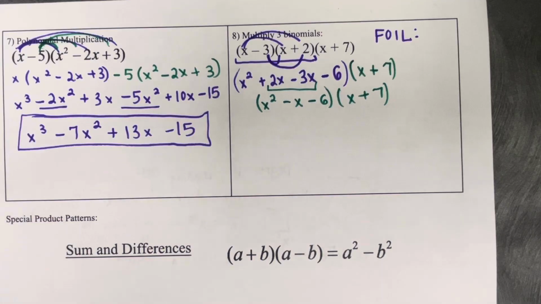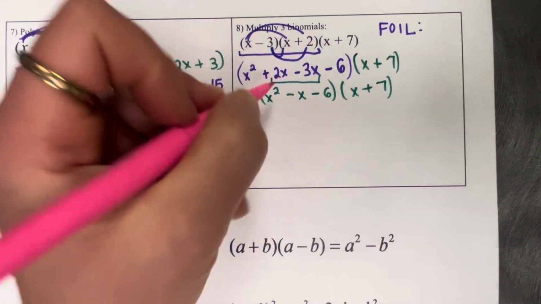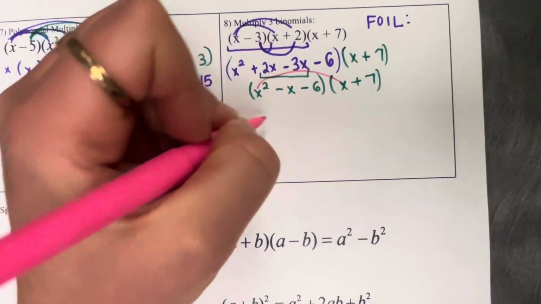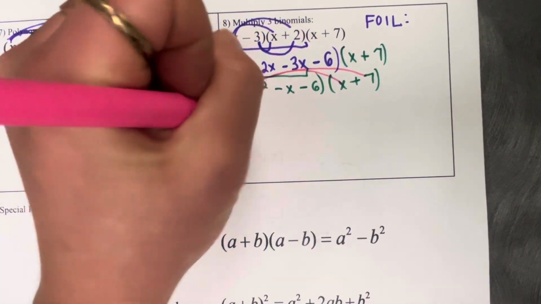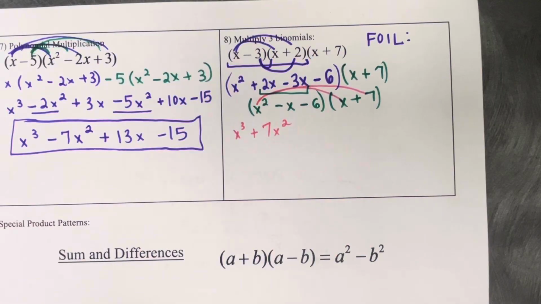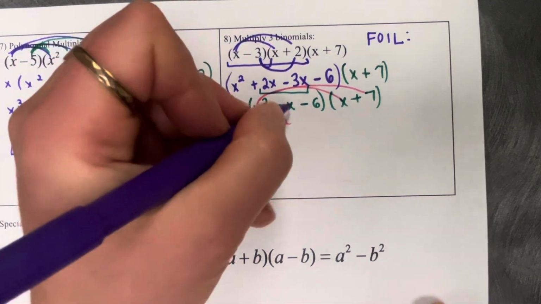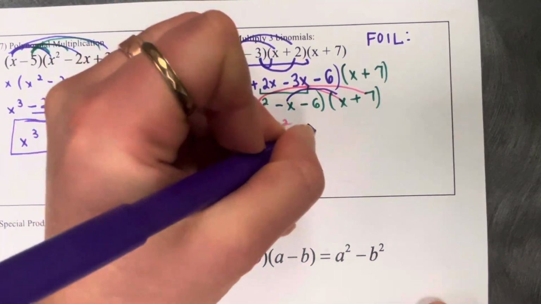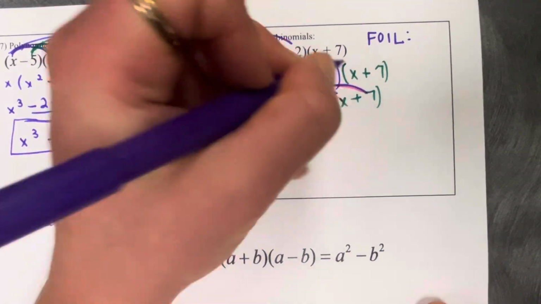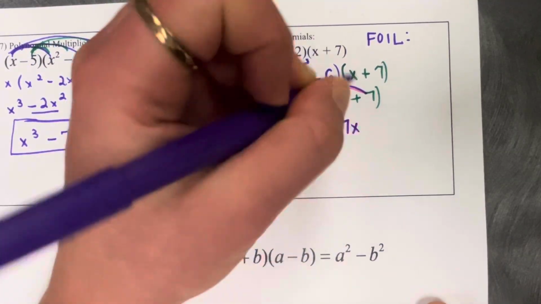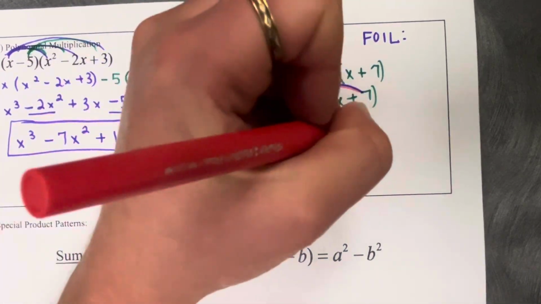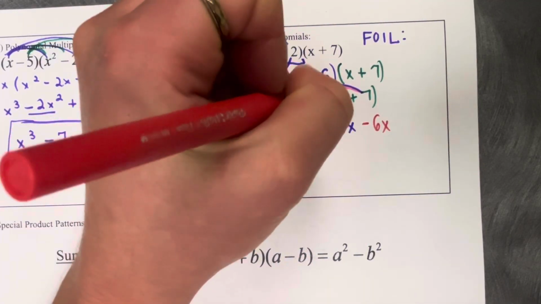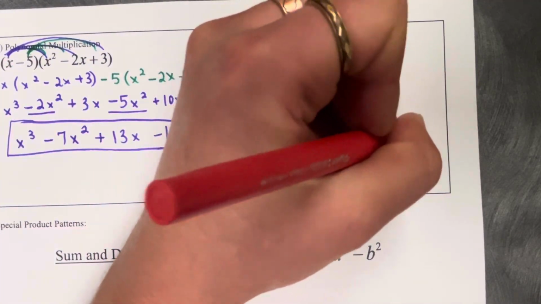So I'll start by showing x squared times x. That's x cubed. X squared times 7, that's 7x squared. Then I want to do minus x times x, that's minus x squared. Minus x times 7 gives us negative 7x. And then we want to do the third term. Minus 6 times x gives us negative 6x. And negative 6 times 7 gives us negative 42.